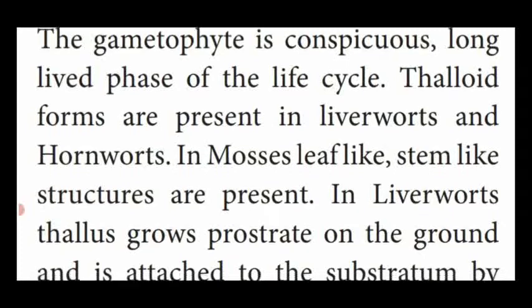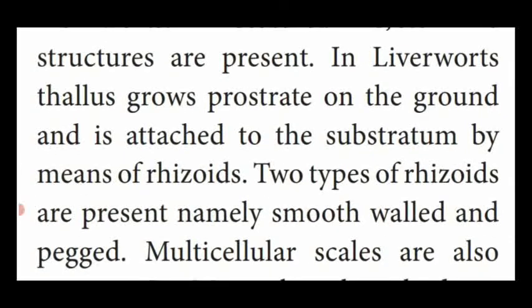Then the liverwort thallus grows prostrate, that means horizontally at the ground level. And it is attached to the substratum by means of rhizoids. That is, at the bottom of the plant thallus, they produce fine hair-like outgrowths known as rhizoids. With the help of the rhizoids only, they are attached to the substratum.